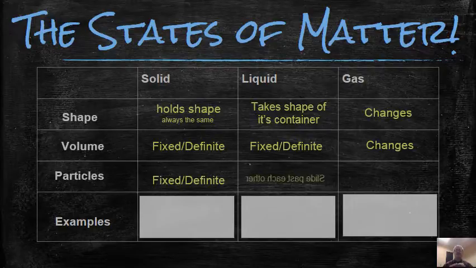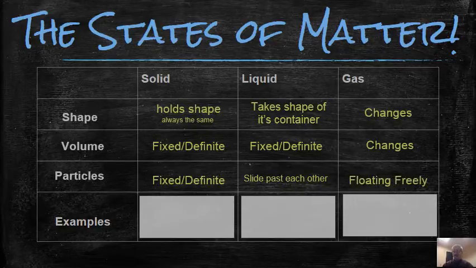But if the particles are able to slide past one another very easily, then we're probably dealing with a liquid. If, however, the substance is able to just float around and do whatever it wants to do, it's completely free, it's not stuck to each other, they can slide past one another, they can spread apart from one another, they can come close together if they want to, they're basically floating freely, then you're probably dealing with a gas. So we look at all of these factors together, shape, volume, and particles, to make our final determination of whether or not our substance is a solid, a liquid, or a gas.